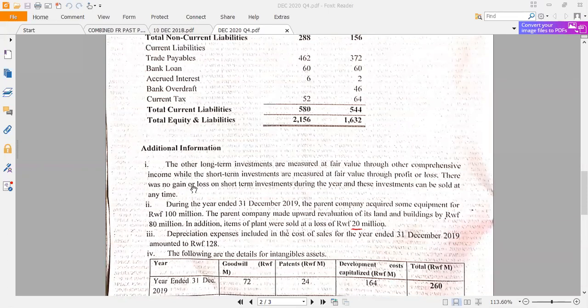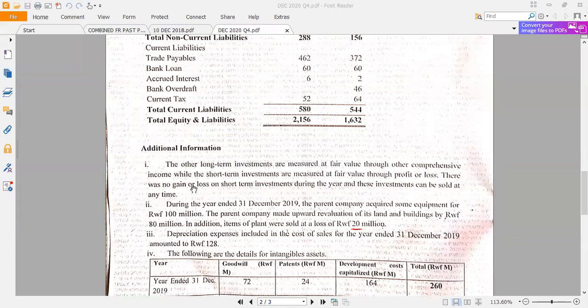The other long-term investments are measured at fair value. So you saw the long-term investments in the non-current assets. The other long-term investments are measured at fair value through other comprehensive income, while short-term investments, which we saw as current assets, are measured at fair value through the profit and loss. So long-term investments go to comprehensive income, that is other incomes. But short-term investments go to the normal income statement through the profit and loss.